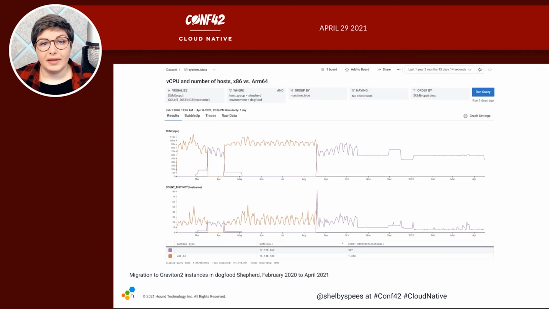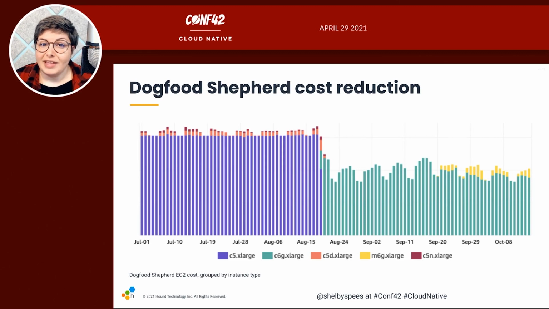And zooming out a bit, here's the overall migration in Dog Food Shepherd. These graphs show our total vCPU usage at the top, and then at the bottom, it's showing the number of Dog Food Shepherd hosts. So you can see the big cutover in mid-August, and from there we did some tuning to figure out that sweet spot where we're getting the best mileage out of those CPUs. This is my favorite graph so far. This is our cost reduction in dog food. So for our Dog Food Shepherd service, we saw pretty compelling results. And at that point, we decided we're ready to roll out to production.